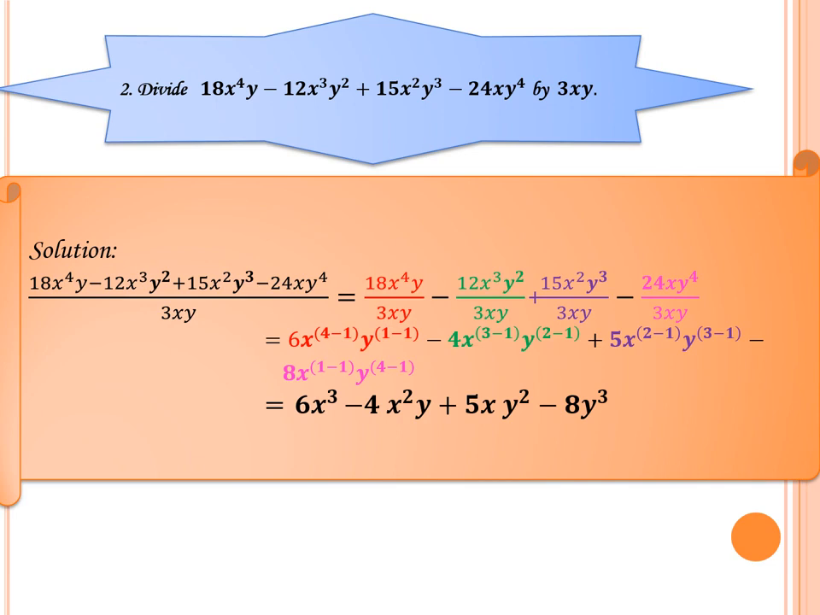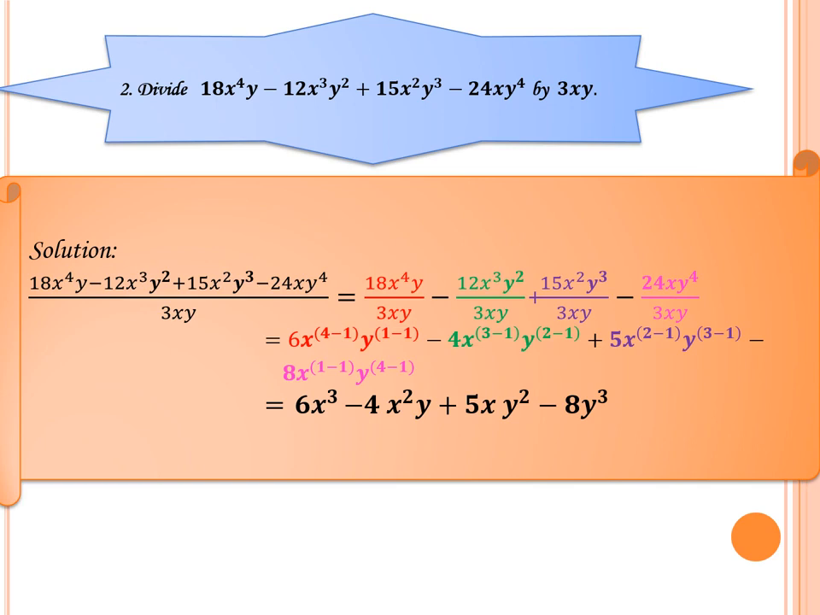For the next step, we're just going to subtract their exponents, right? So, we can have our final answer. So, 6x to the power of 4 minus 1 which is equal to 6x cubed. And y to the power of 1 minus 1 which is equal to 0. So, y to the power of 0 is just equal to 1, right? Okay. So, next term, we have 4x to the power of 3 minus 1, and y to the power of 2 minus 1, which is equal to negative 4x squared y.